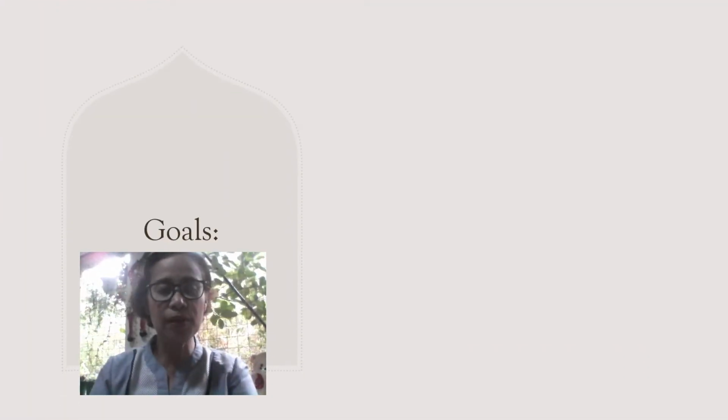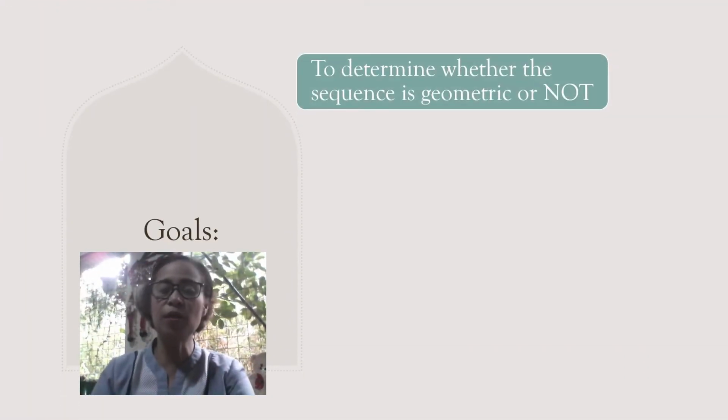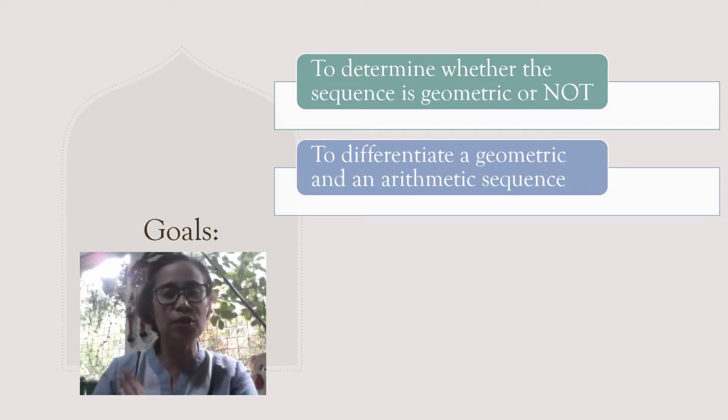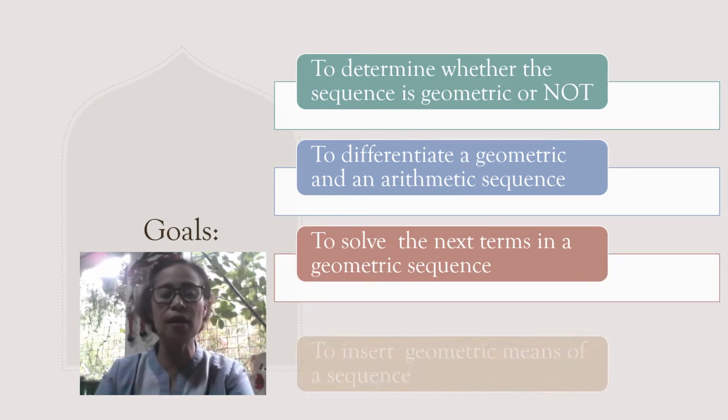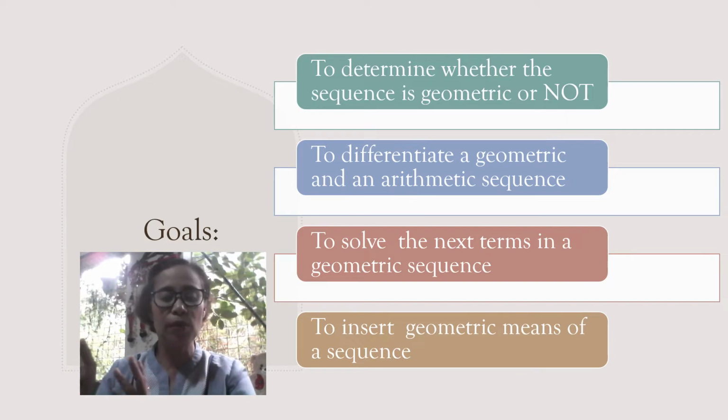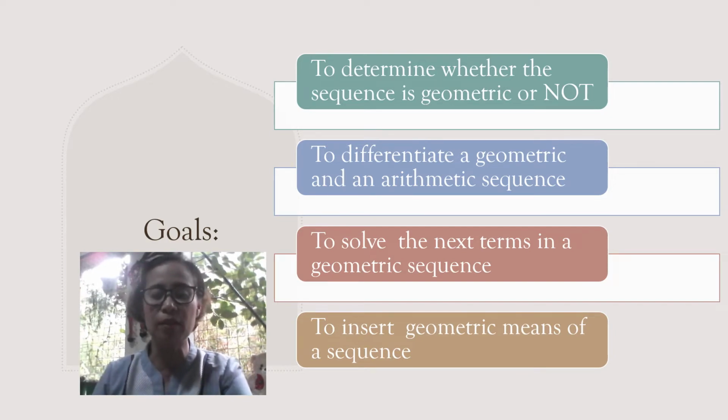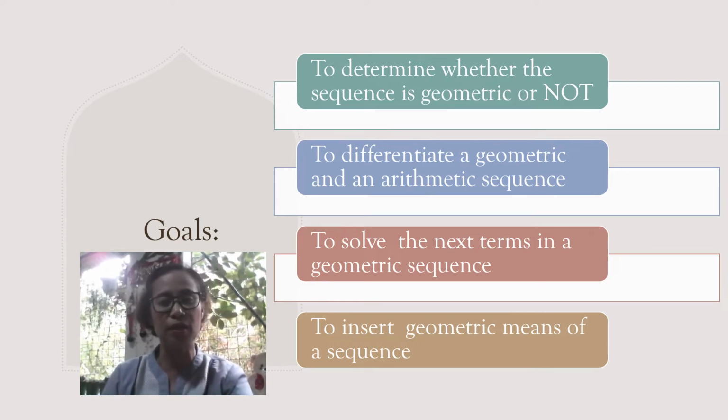So these will be our goals for the day. To determine whether a sequence is geometric or not. Second is to differentiate a geometric from an arithmetic sequence. I hope that you watch my previous video about arithmetic sequence for you to easily understand the comparison. Third is of course to solve the next term in a geometric sequence. And last, we are going to learn how to insert geometric means in between the first and the last term of a geometric sequence.